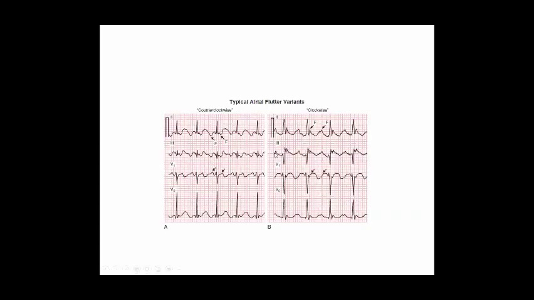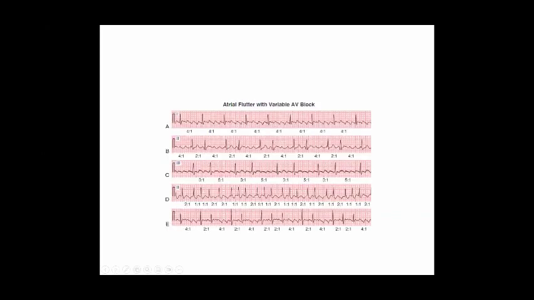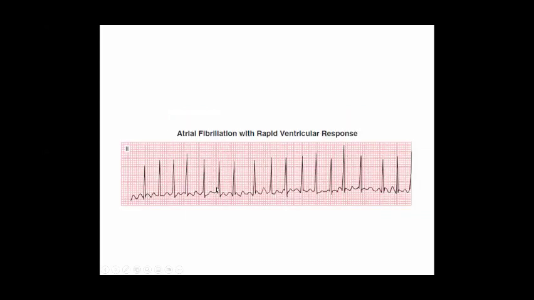I diagnose flutter by the presence of flutter waves, either positive or negative, sometimes without even a baseline between beats. This is a very clear example of flutter waves. With flutter waves, sometimes the heart rate is regular and sometimes it is irregular. Atrial fibrillation shows a completely irregular rhythm, and the baseline is also completely irregular.